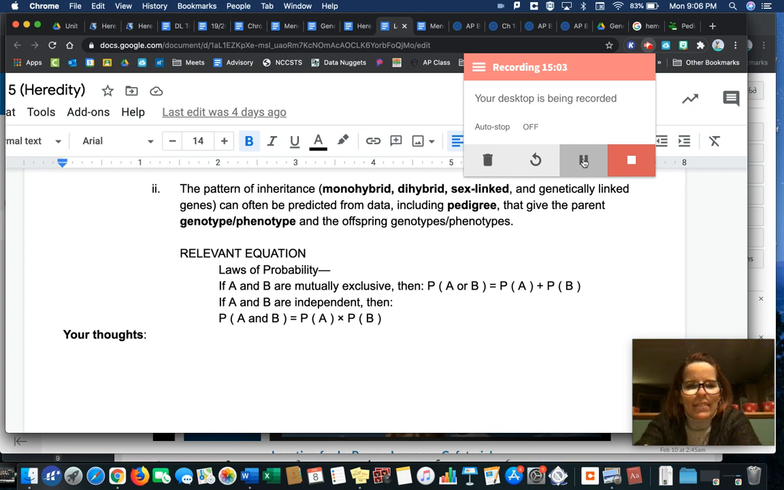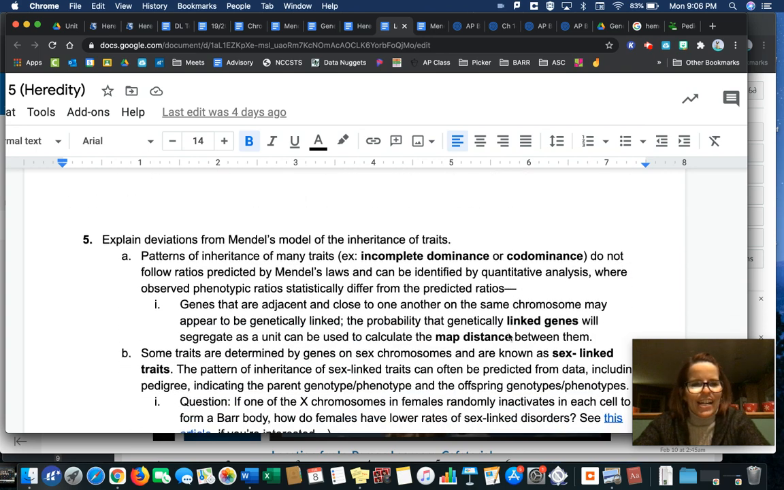All right, let's see. So, and then phenotype, again, is what they physically look like. Let's move on here. I don't know why that's still there. There we go. All right.